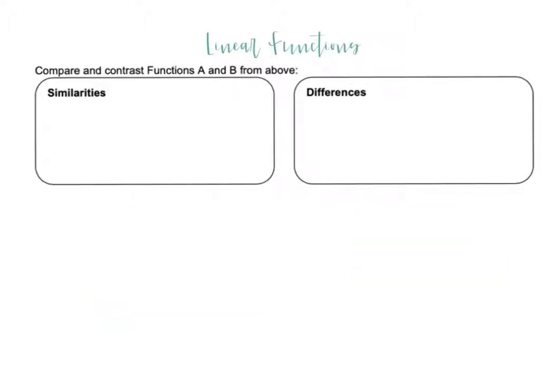So I'm asking for similarities and differences. I always want 2 of each. So the first similarity I see between function A and B is that they're both linear functions. And I also notice that because they are linear, both functions have a constant rate of change.